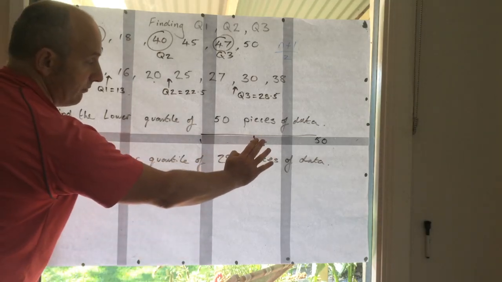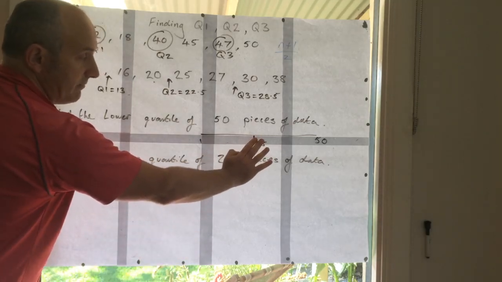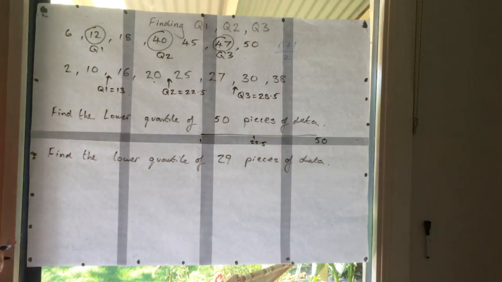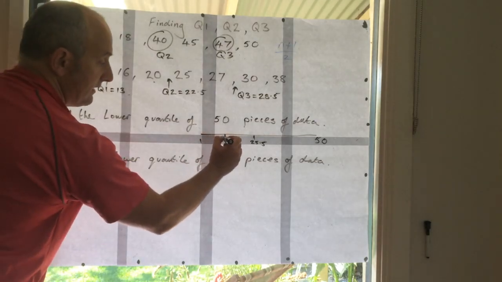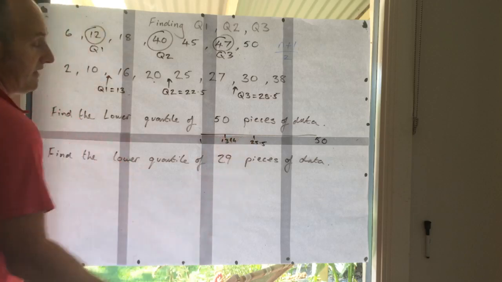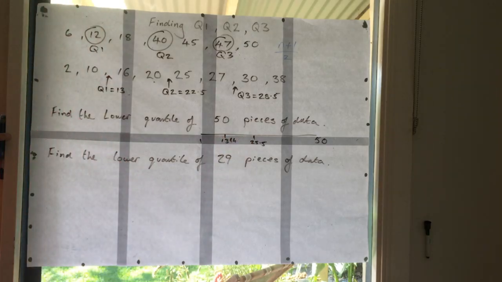Now I'm going to find the lower quartile. So I cover this up. How many pieces of data to the left do I have? I've got 25. I do 25 plus 1 divided by 2. 25 plus 1 is 26, divided by 2 is 13. So the 13th piece of data, whatever it is, is going to be the lower quartile. Remember, the lower quartile is not the number 13, it's the 13th piece of data.